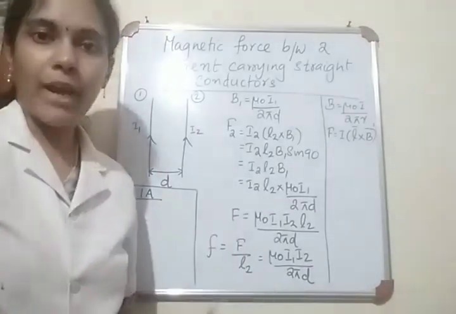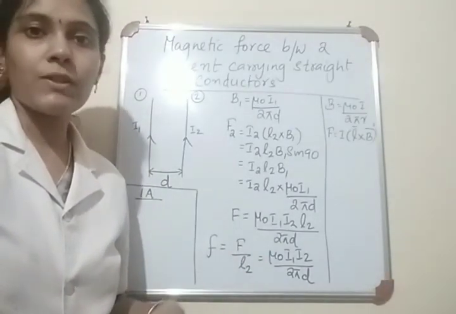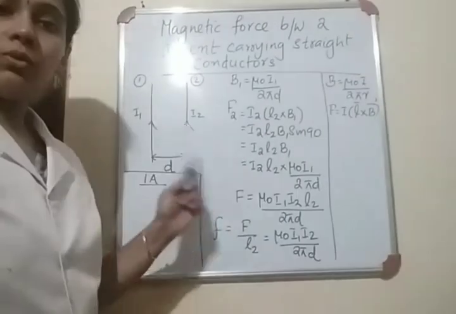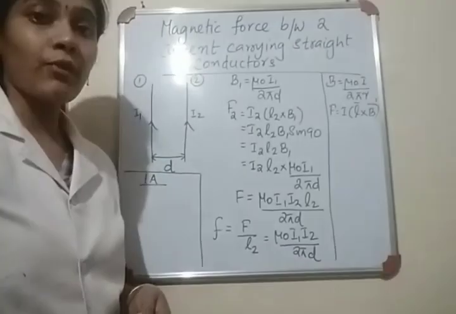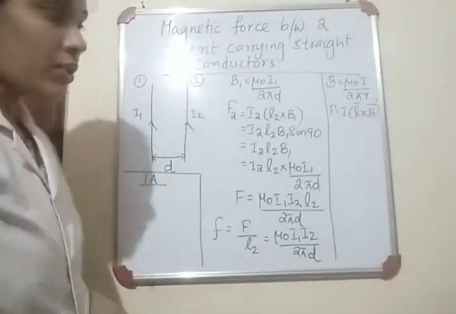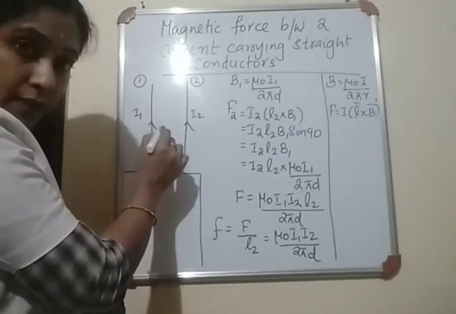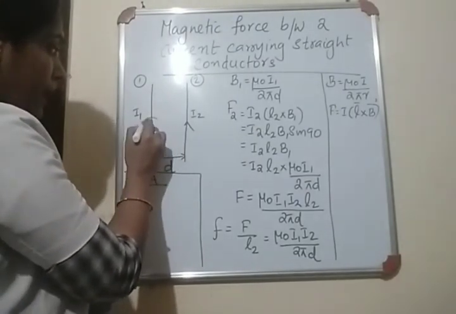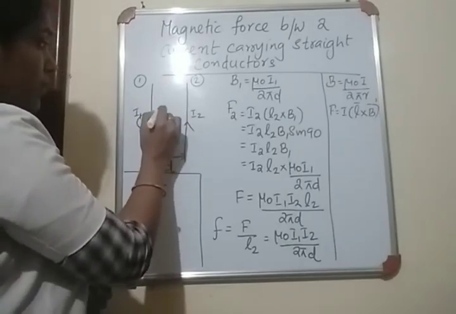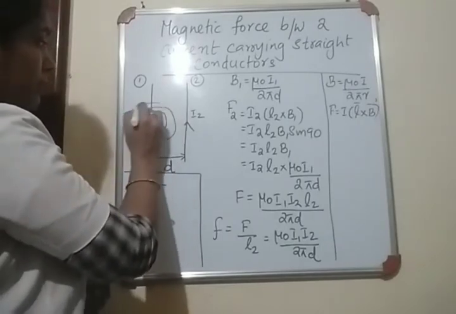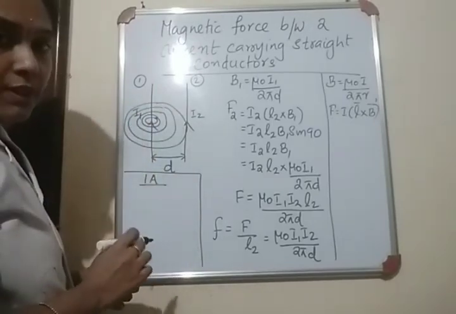As our famous Oersted had said, a current carrying conductor behaves like a magnet. These two conductors are now magnets and produce a magnetic field surrounding them. So we can say this is a magnet and it produces a magnetic field around it. And what is the pattern of the magnetic field? It will be concentric circles like this. And what is the direction of this magnetic field?